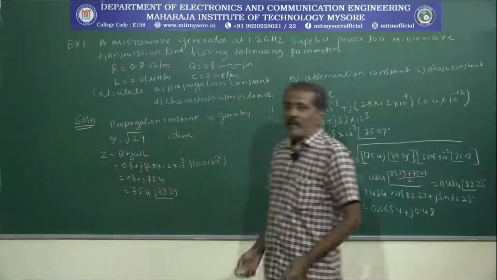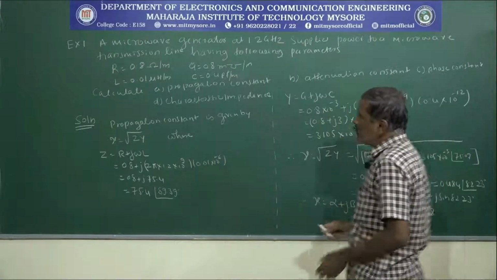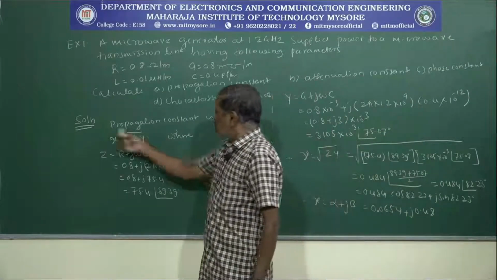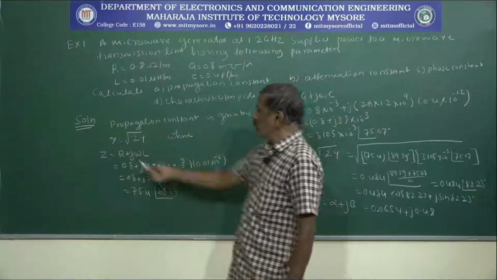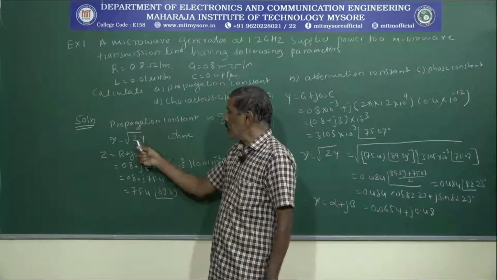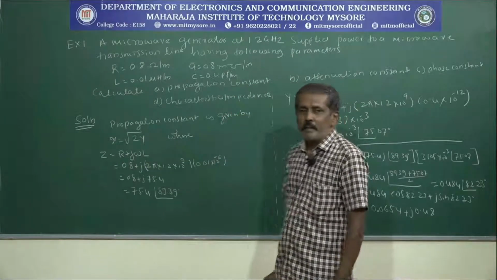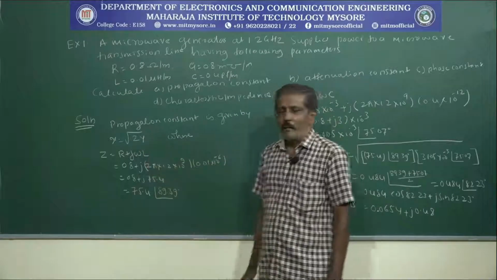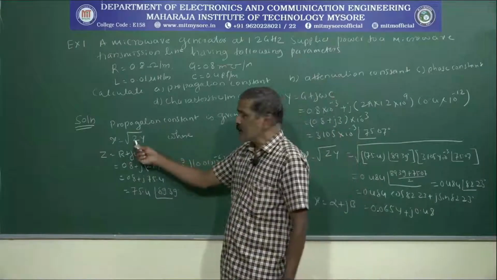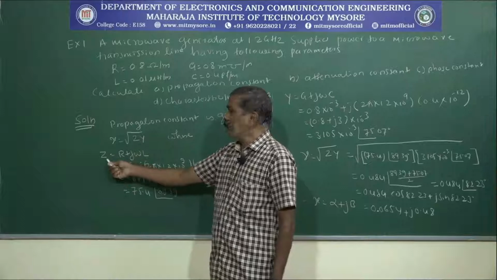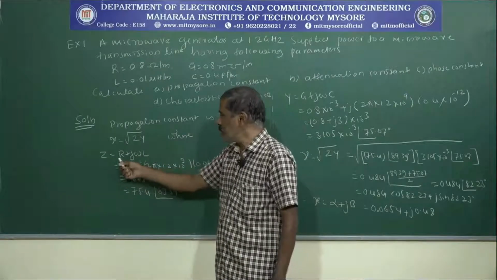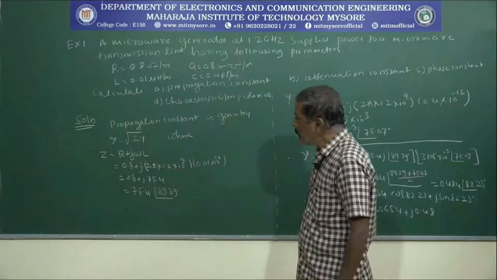Okay. Now let us solve these particular problems. The propagation constant is given by the equation gamma is equal to root of z into y, where z is the impedance and y is the admittance. Z can be calculated with the help of this equation, that is z is equal to r plus j omega l.